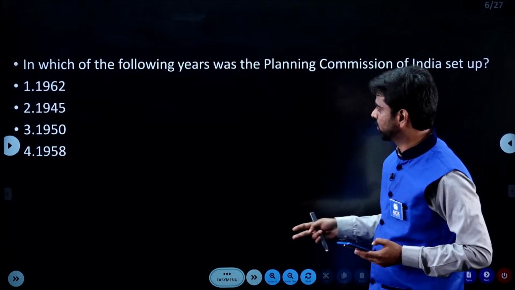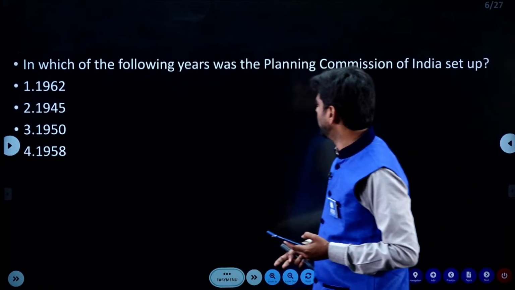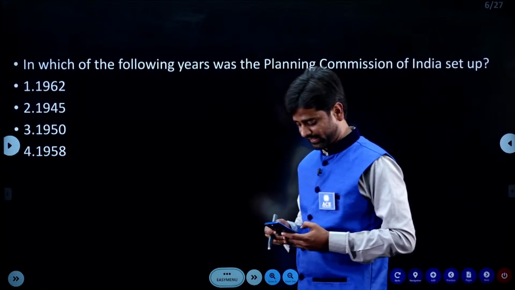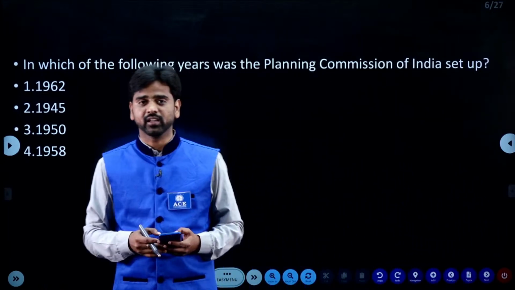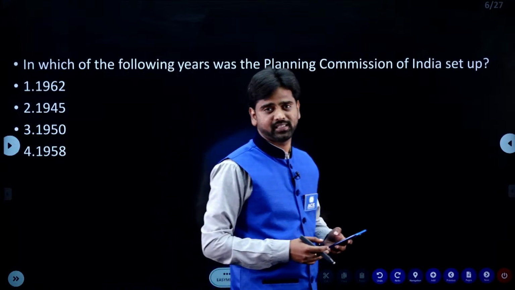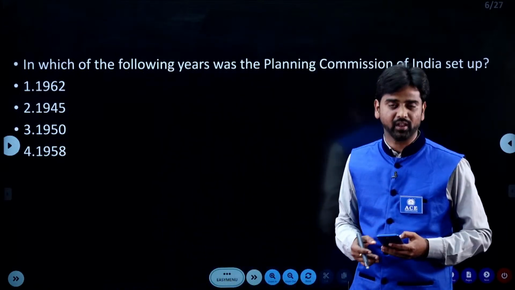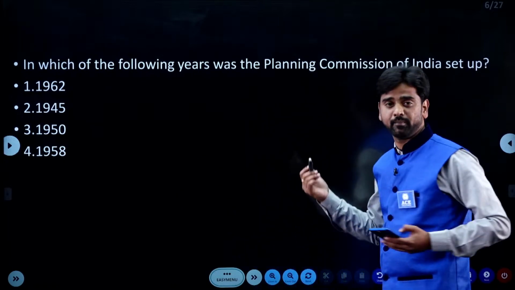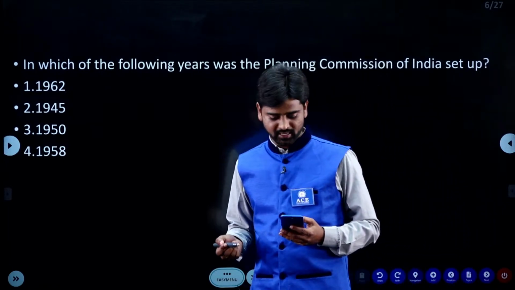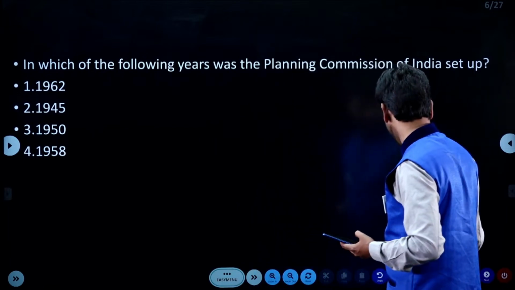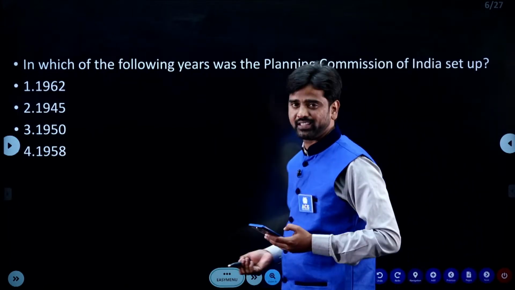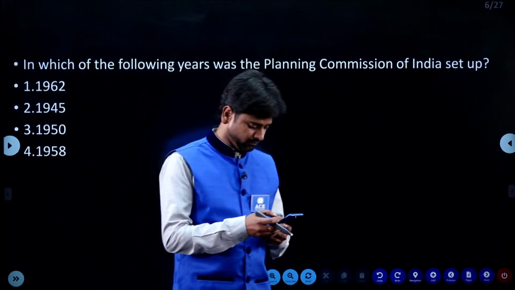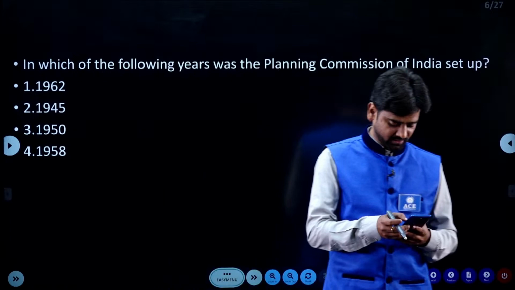The next question which we are going to discuss: in which of the following years was the Planning Commission of India set up? In which year was the Planning Commission set up, guys? Very important. As I clearly mentioned, once again the bit is from the planning. What do you mean by this Planning Commission? In which year, guys? Please try to answer it. I'll give 5 seconds of time. If it is possible, try to keep the answer.